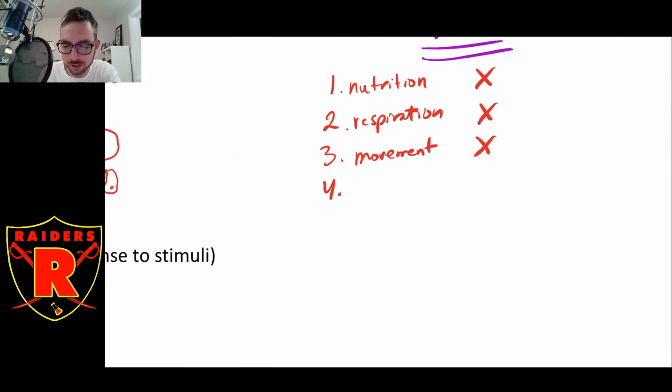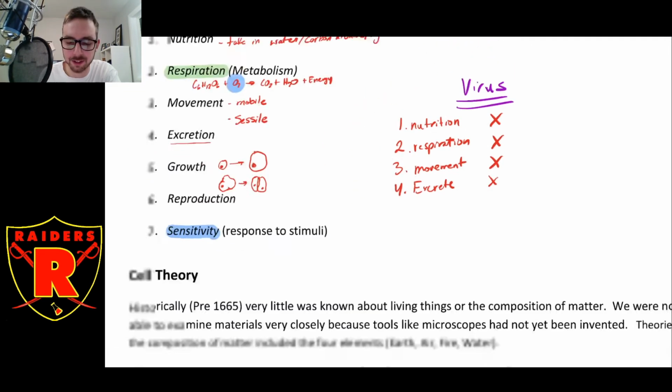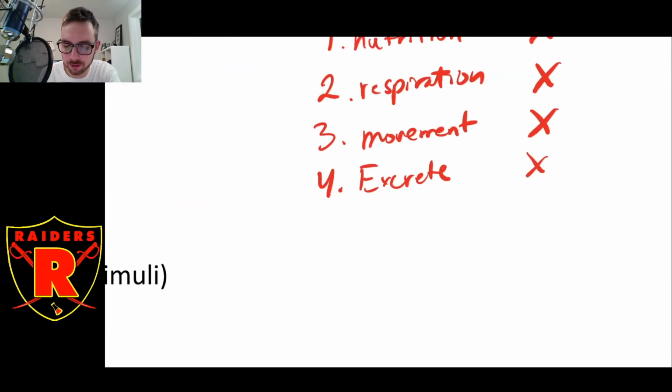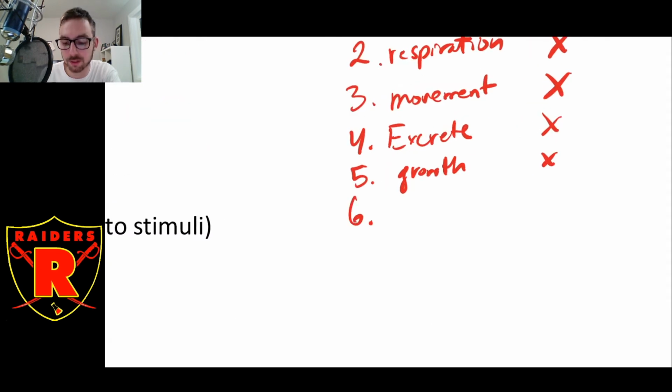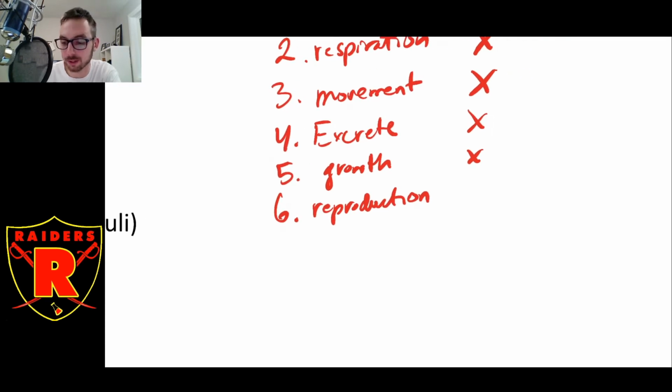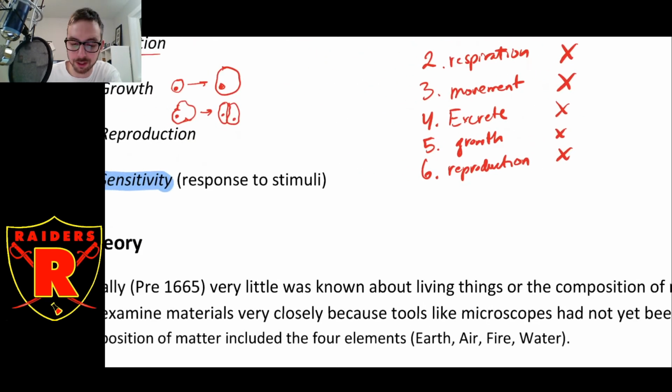Does it excrete waste? Nope, doesn't do that. Does it grow? Well, it's just a protein capsule with some DNA inside. So no, it doesn't grow. It doesn't actually change shape or really do anything. Does it reproduce? Not on its own. A virus has to get into a living cell, a host cell, in order to replicate. Without that, it's just a particle. So no, it does not have the ability to reproduce on its own.